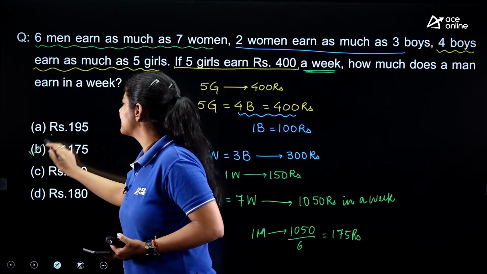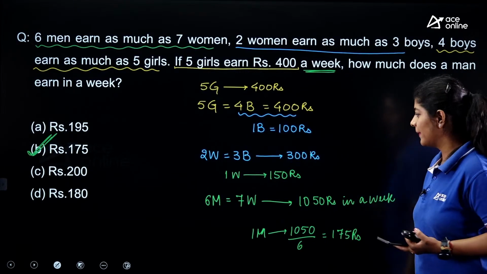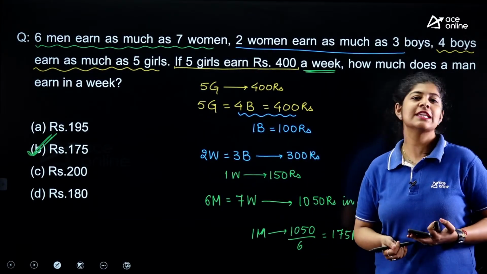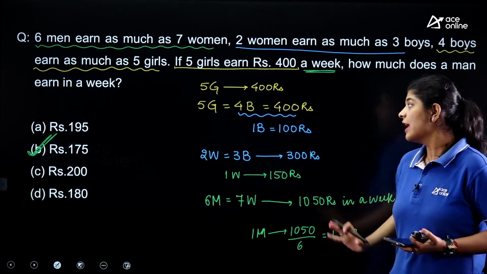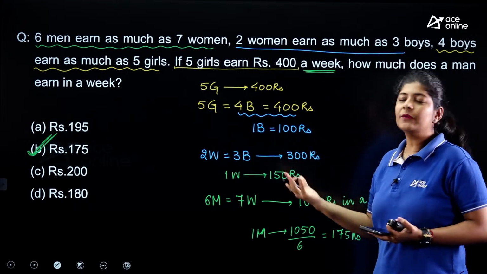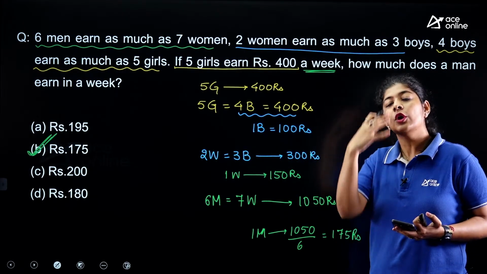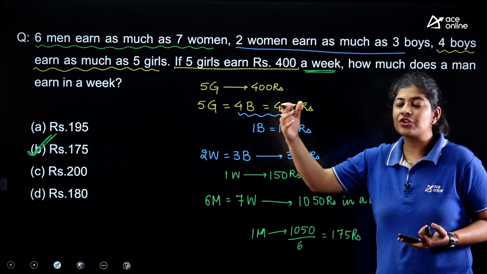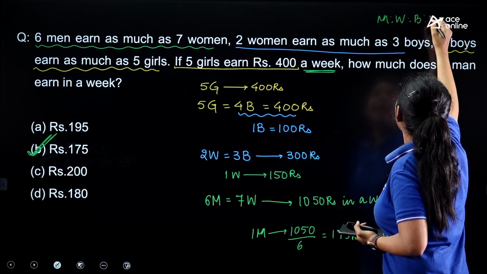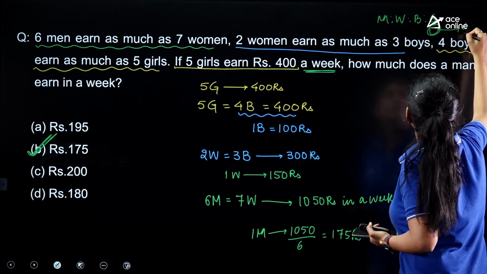Option number B is the correct one. This is a very simple one, right? All we need to do is simply understand the language and we can easily calculate the values. If you are not able to solve it like this, there is a simpler way. What you have to do is simply write down the ratios first, and write down the combined ratio between the men, women, boy and girl. So whatever value you get over here, that is equal to 400.